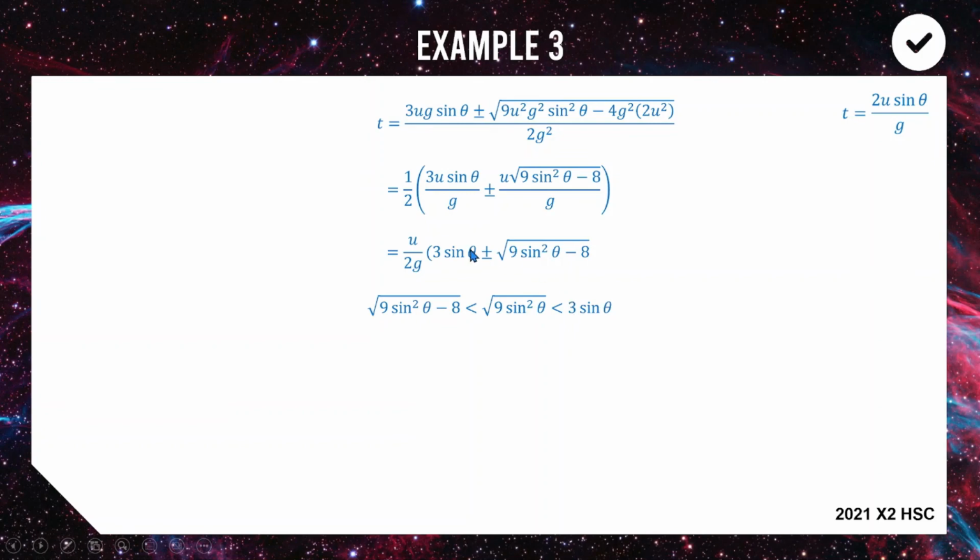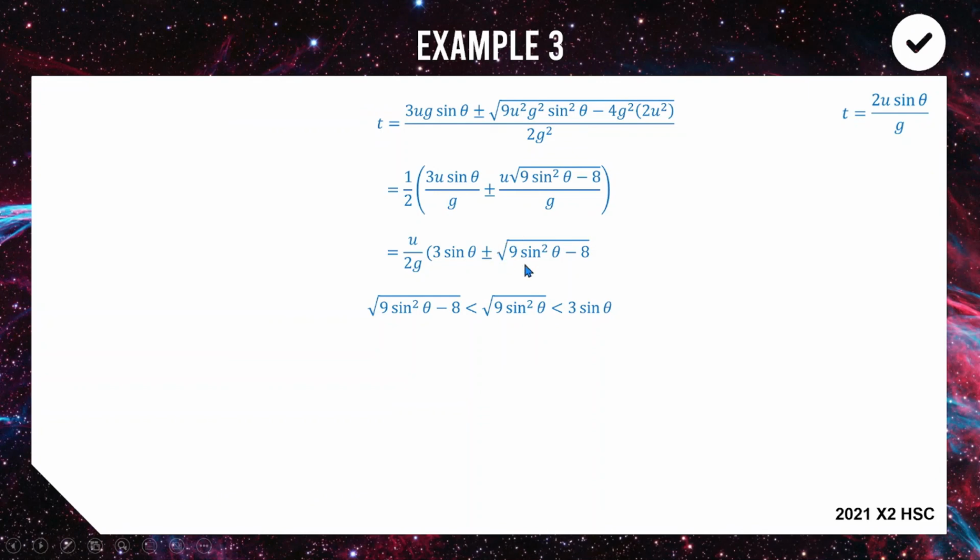What this means is that we're doing 3 sine theta plus or minus something that is less than 3 sine theta. So that means this is going to give us 2 positive values, because if we were doing 3 sine theta, take away something that's bigger than 3 sine theta, we would get a negative value, which doesn't work because we're trying to solve for t. T is time, time can't be negative, okay?